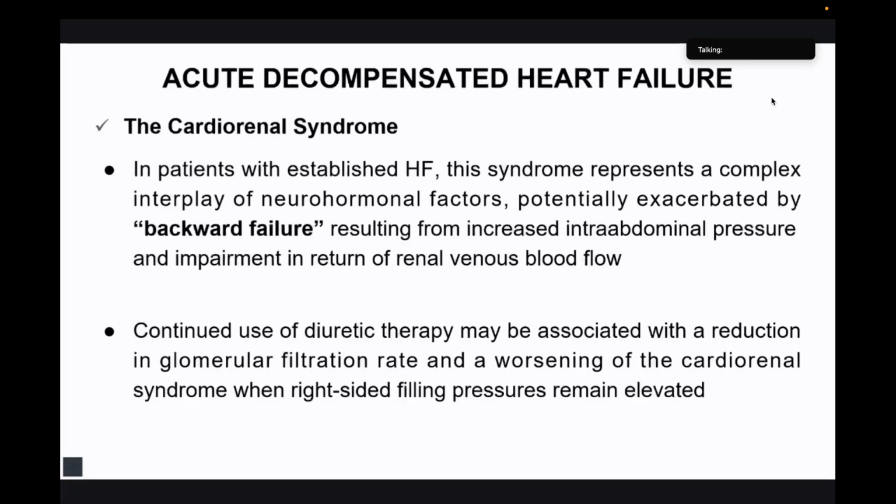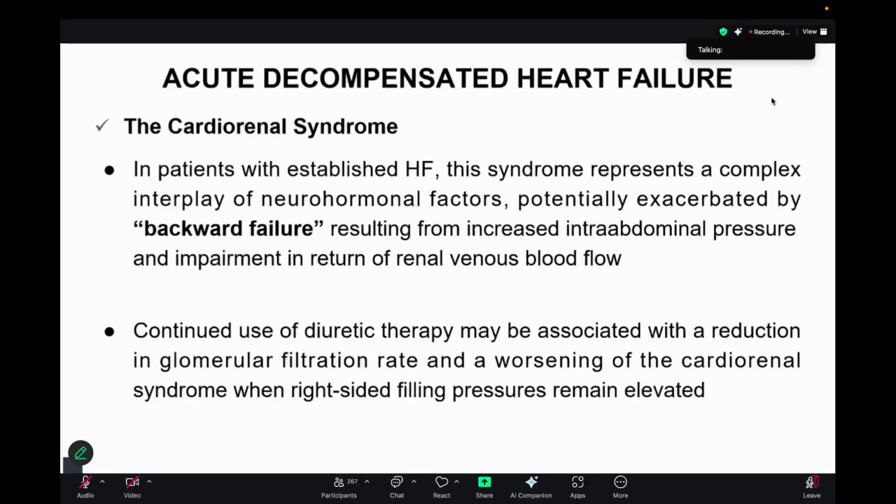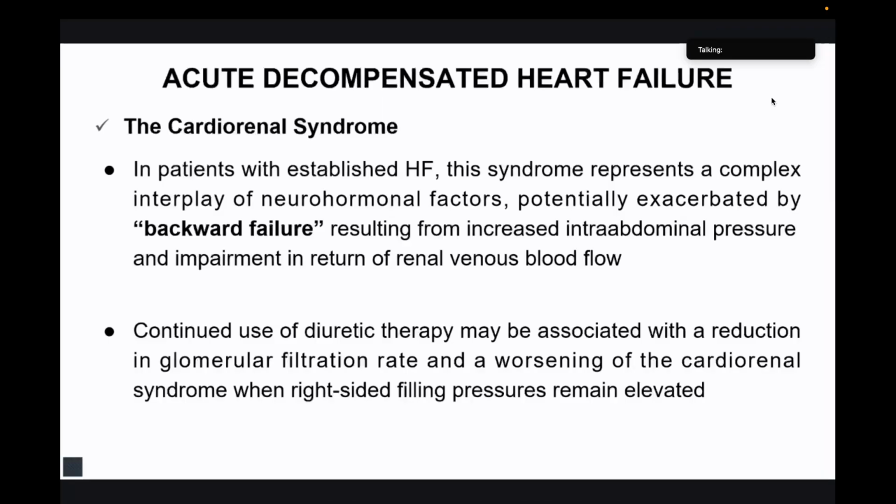In patients with established heart failure, cardiorenal syndrome represents a complex interplay of neurohormonal factors, potentially exacerbated by a backward failure, resulting from increased intra-abdominal pressure and impairment in return of renal venous blood flow. Continued use of diuretic therapy may be associated with a reduction in glomerular filtration rate and a worsening of the cardiorenal syndrome when right-sided heart filling pressures remain elevated.